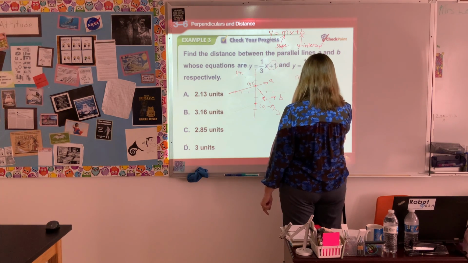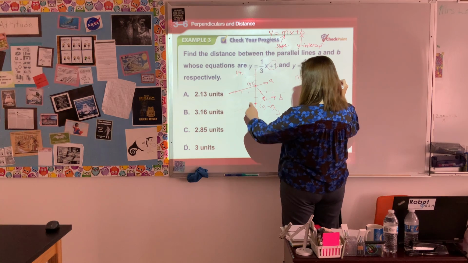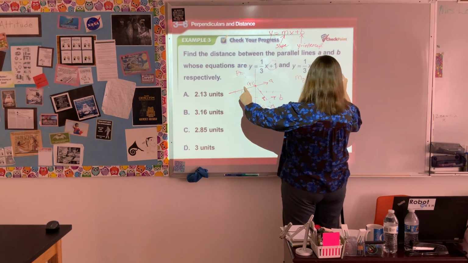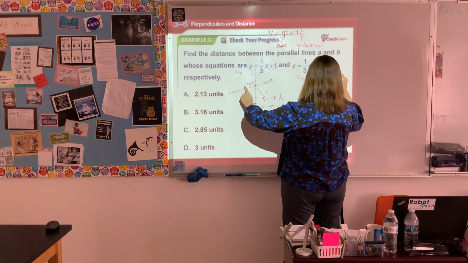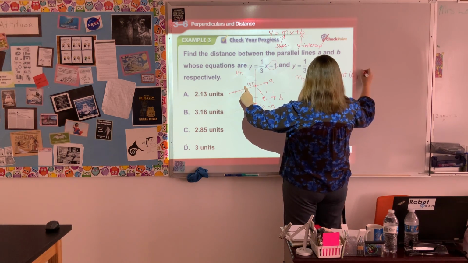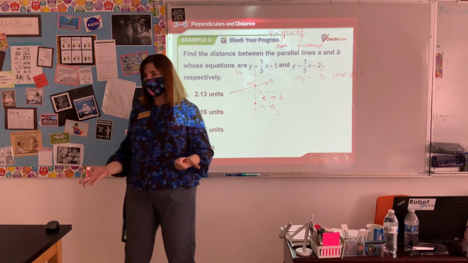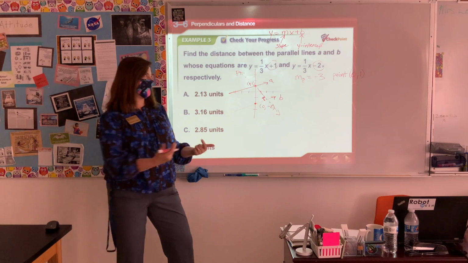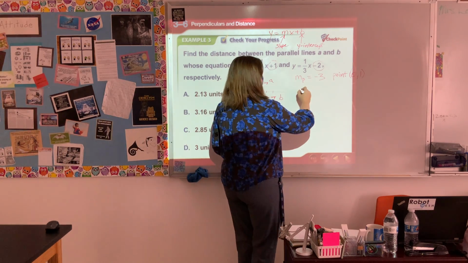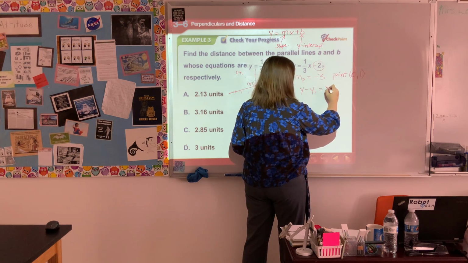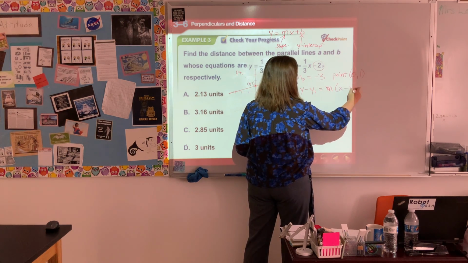is -3, and I know I have this particular point that's also on line P. So we're going to have a point that's 0, 1. Can I figure out the equation of line P? Yeah, I have a slope and I have a point. So y subtract y1 is equal to m times x subtract x1.